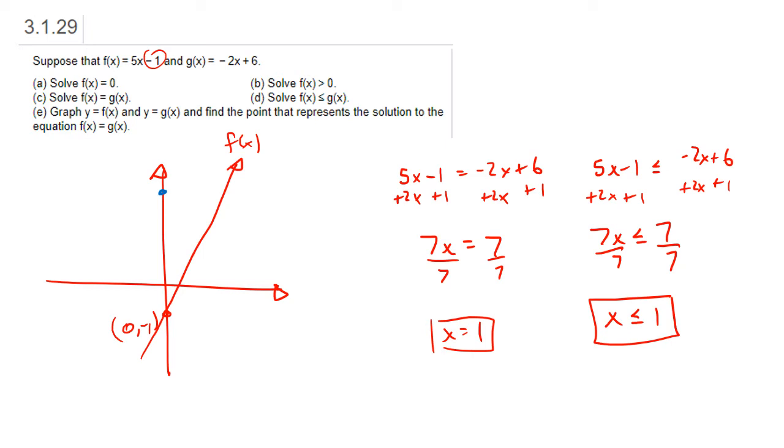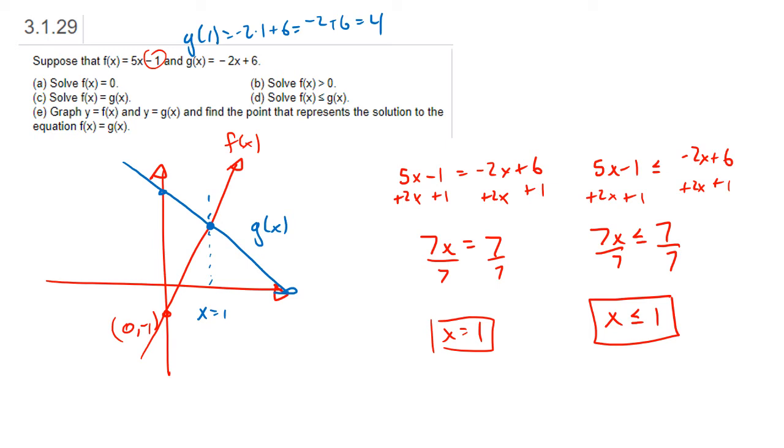Now, since I drew the red line f of x to have a slope of 5, a slope of negative 2 is not going to be quite as steep as that. So here's g of x. Now this point right here is the point of intersection, and it happens at x equals 1. And observe, if I put 1 into g of x, I get negative 2 times 1 plus 6, or negative 2 plus 6, aka 4.